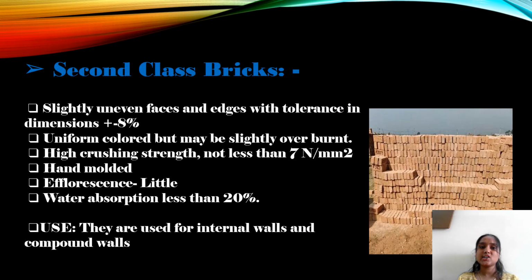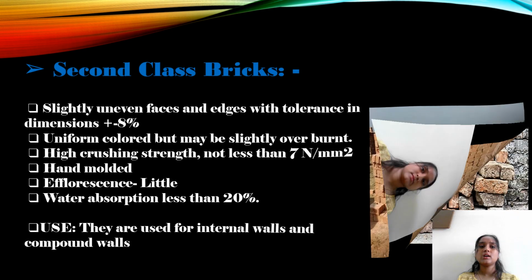Next one is second class bricks. These bricks are slightly uneven faces and edges with tolerance in dimension plus or minus 8%. Uniform colored but may be slightly overburnt and they have high crushing strength not less than 7 Newton per millimeter square. These bricks are hand molded, efflorescence is little, water absorption is less than 20%. These bricks are used for internal walls and compound walls.